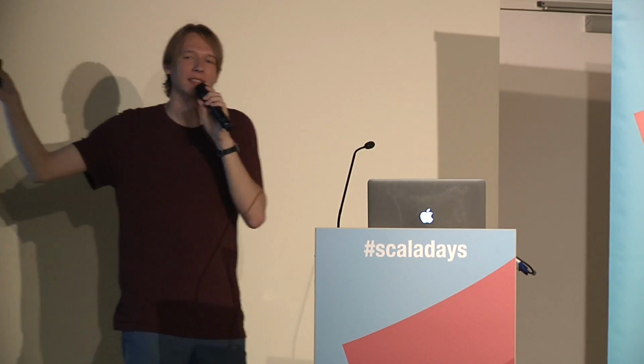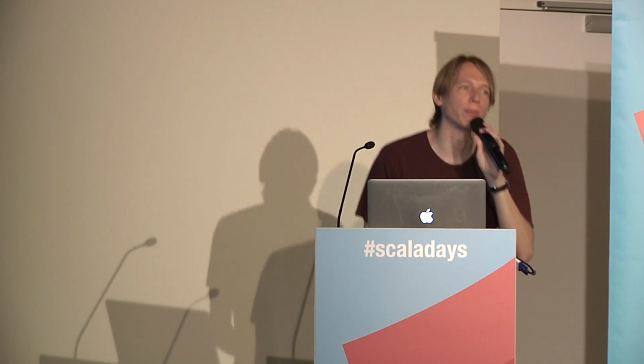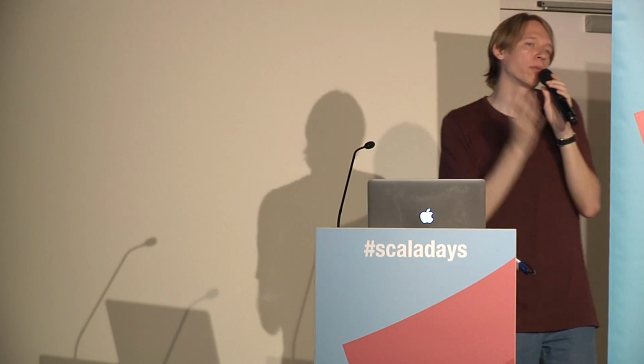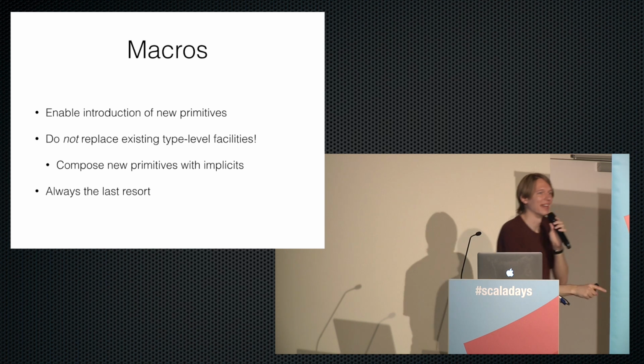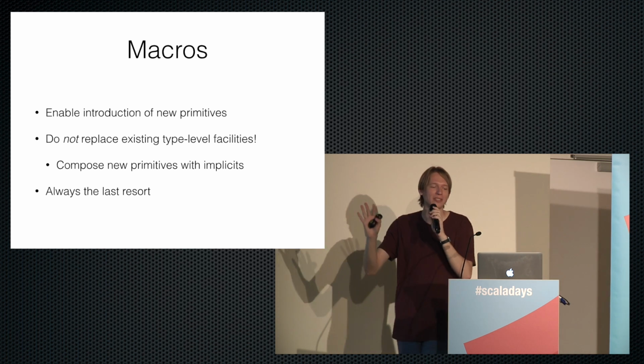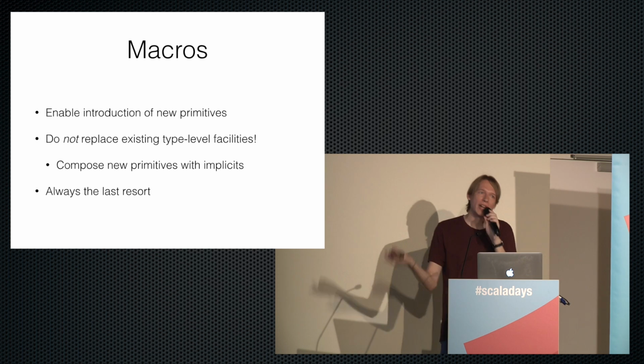They do not replace the existing type level facilities, right? So this is really important. If you come up with some crazy idea that's I want to represent Bob's thingamajiggy at the type level, do not just write a macro, right? You write a macro to introduce a new primitive, and then you compose that primitive using implicits. Do as much as you possibly can with the functionality that's already in the type system. Macros are your last resort. Why? Because they're terrible, and they're probably going away. So don't use them until you absolutely have to. In our case, we absolutely have to.